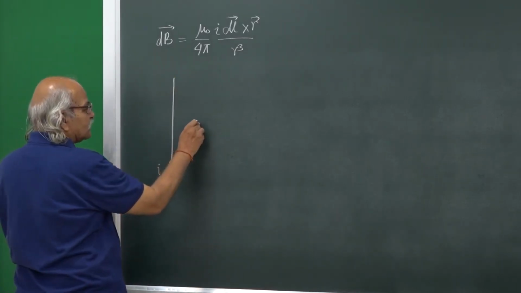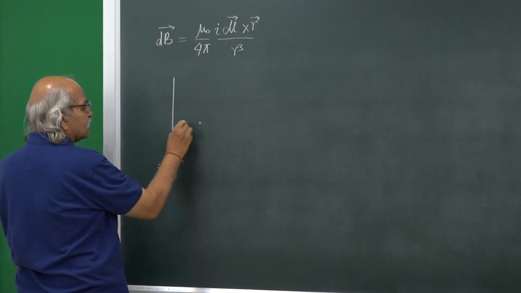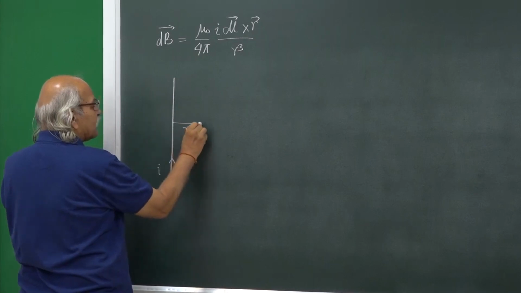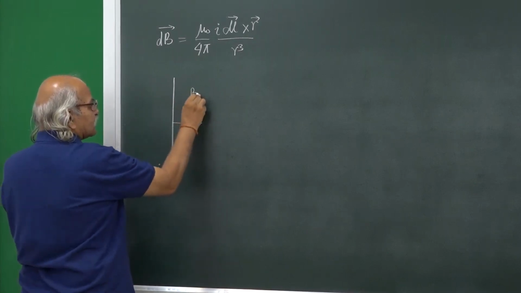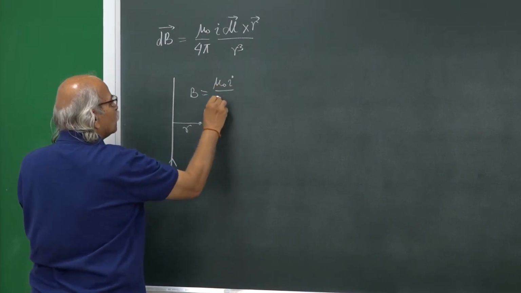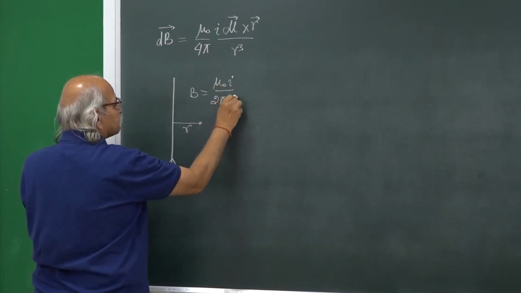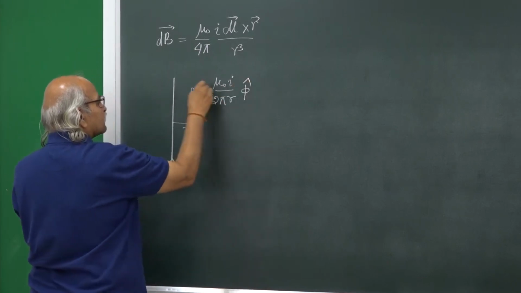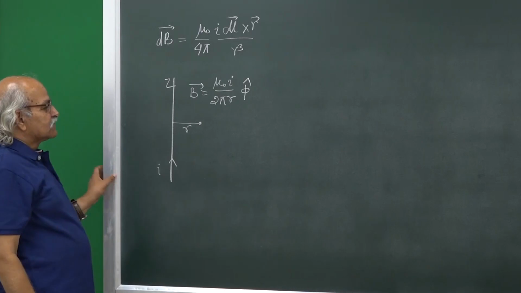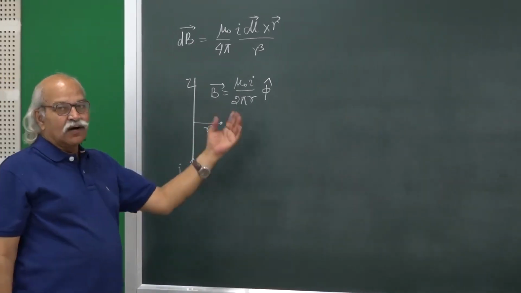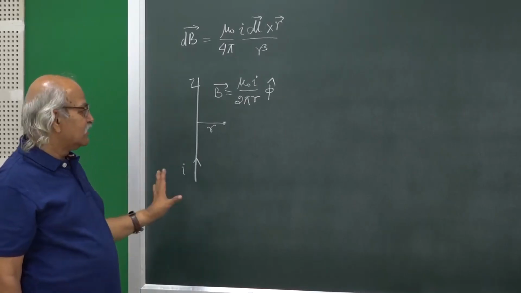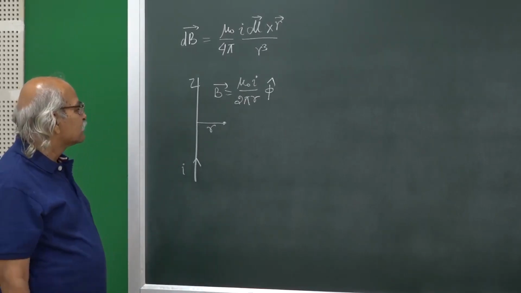We got the equation that if this perpendicular distance is r, then the magnetic field here is mu naught I over 2 pi r in phi cap direction. If this is z axis, then the phi direction is around this, and magnetic field lines are of that nature that we discussed.